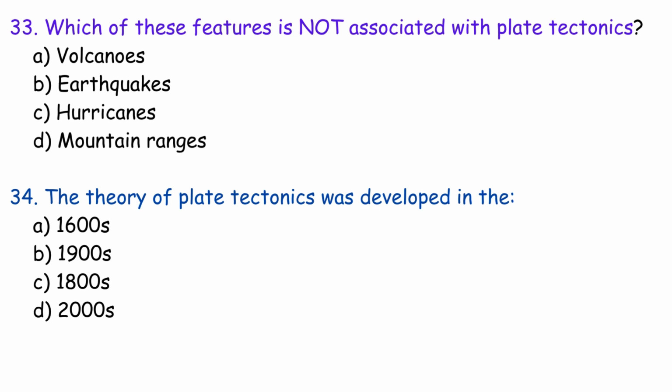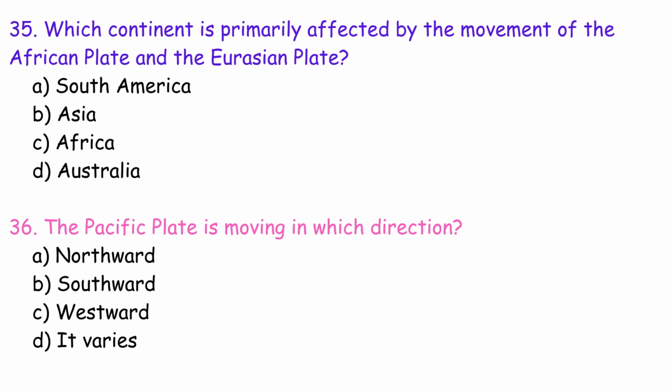34. The theory of plate tectonics was developed in the A. 1600s. B. 1900s. C. 1800s. D. 2000s. 35. Which continent is primarily affected by the movement of the African plate and the Eurasian plate? A. South America. B. Asia. C. Africa. D. Australia.